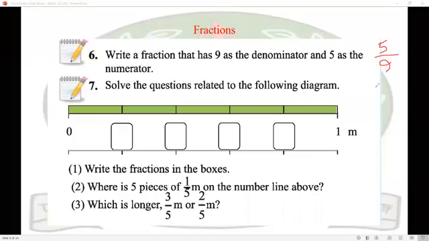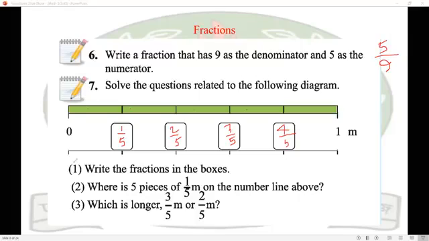And number 7, solve the question related to the following diagram. There is a length of 1 meter. You have to write in the box with the fraction. So we can see that there are 5 parts, 1, 2, 3, 4, 5, in 1 meter. So every part contains 1 by 5 meter. This part will be 2 by 5 meter. And from the beginning to here, this will be 3 by 5 meter, and this will be 4 by 5 meter. So write the fraction in the box.